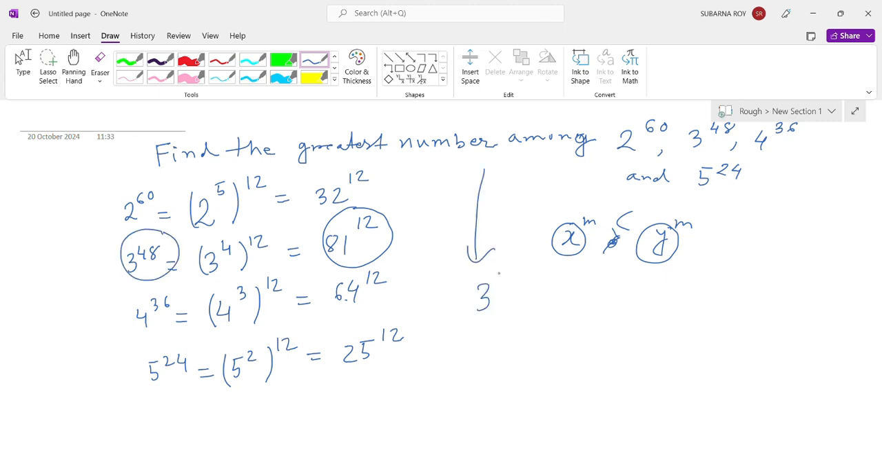So from this, the answer will be 3 to the power 48 is the greatest number. So this will be the answer. Okay.